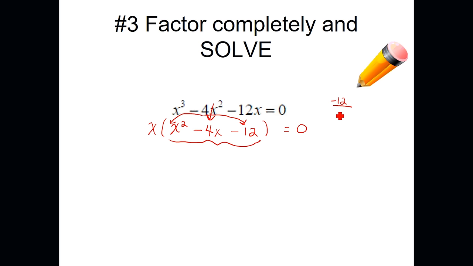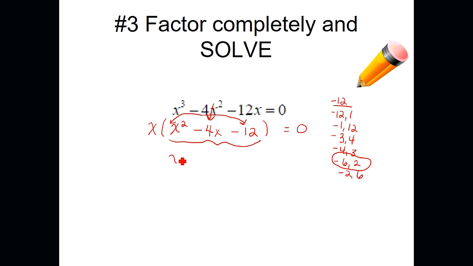Well, let's start a list here. Negative 12 is negative 12 times 1, negative 1 times 12, negative 3 times 4, negative 4 times 3, negative 6 times 2, negative 2 times 6. These are all ways you multiply to make negative 12. But I'm looking for the pair that adds to make negative 4 in the middle. That'd be these guys, right?